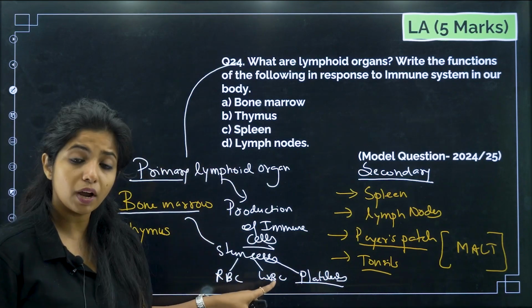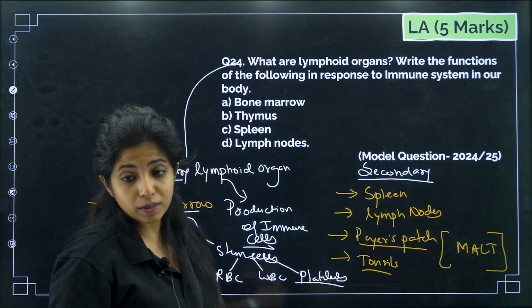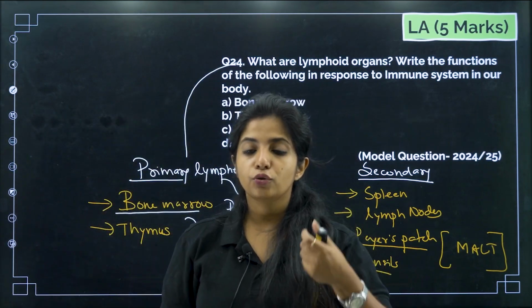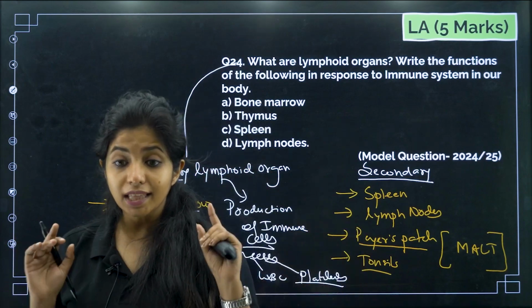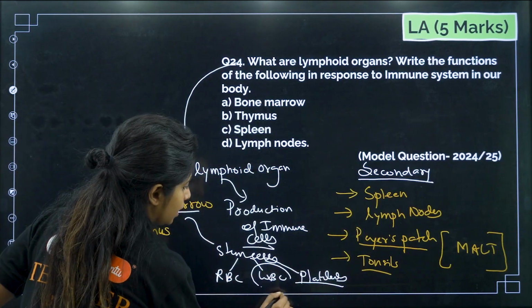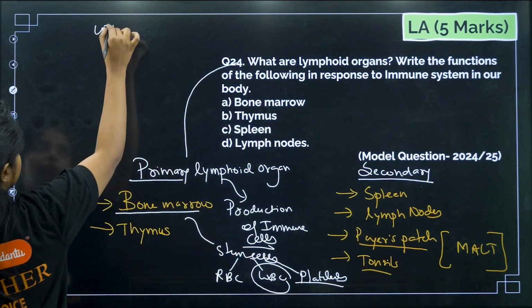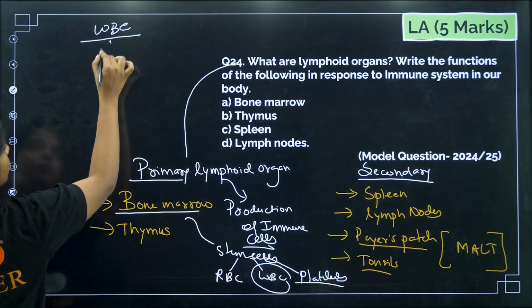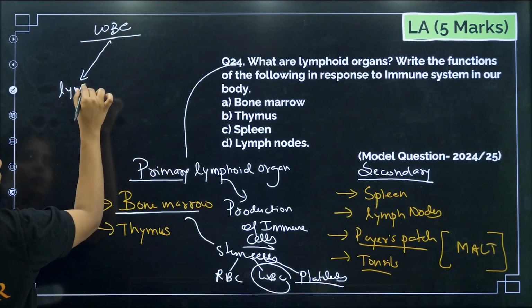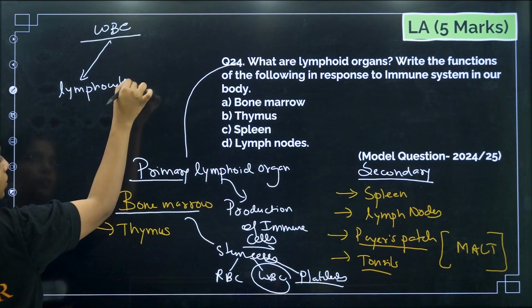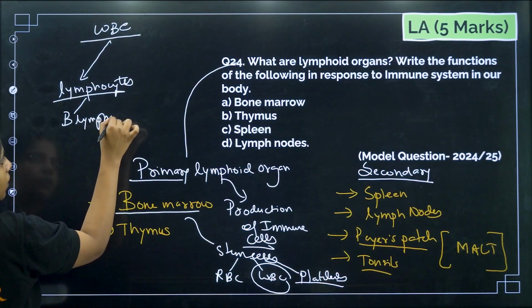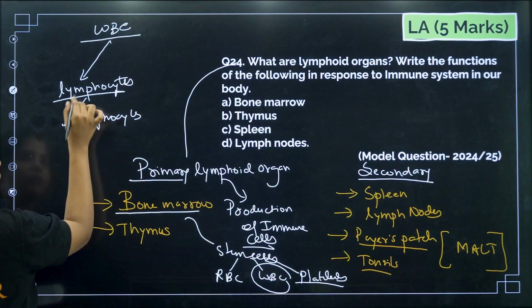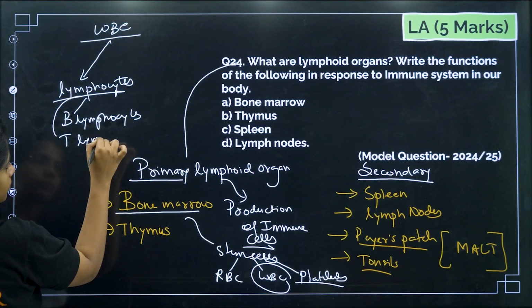In WBC also you have different types. WBCs are basically leukocytes, you have lymphocytes, you have neutrophils, you have basophils and things like that. In WBC, I'm writing it over here, one type of cell is lymphocytes. You have so many others, okay. In lymphocytes, you have B lymphocytes and you have T lymphocytes.